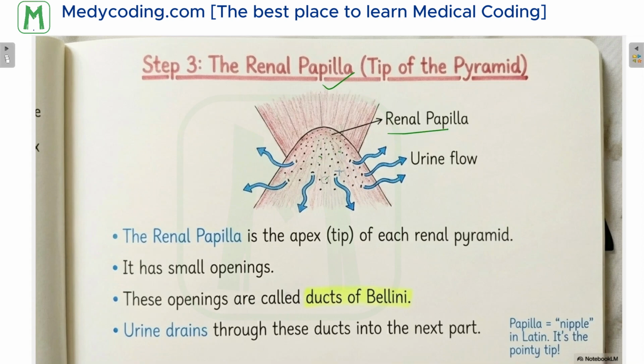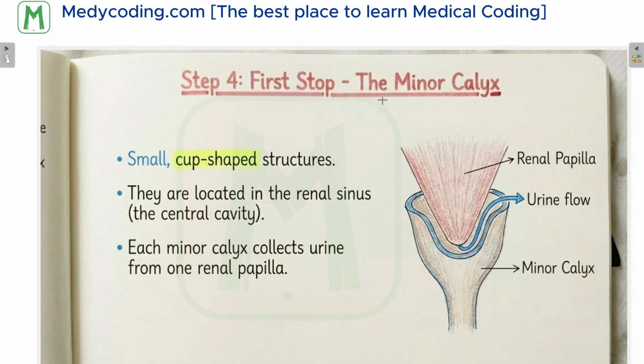There is a small opening here. We know that the renal cortex is filtering the blood. After that, it goes down to the end of the renal apex, where the small openings are. Those small openings are known as the ducts of Bellini. So the renal papilla contains these ducts to drain the urine through into the next part, which is the calyx. The renal papilla drains all the urine collected here through the small openings called the ducts of Bellini. Moving to the minor calyx.